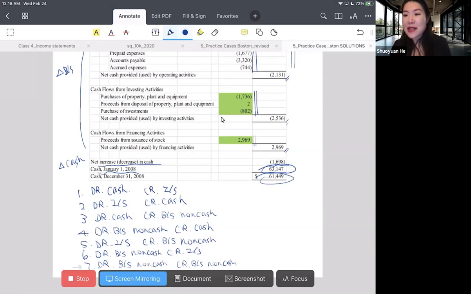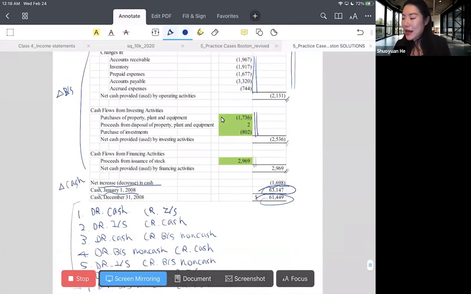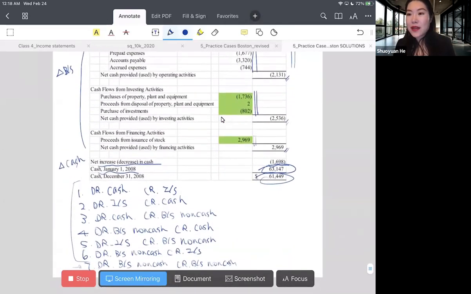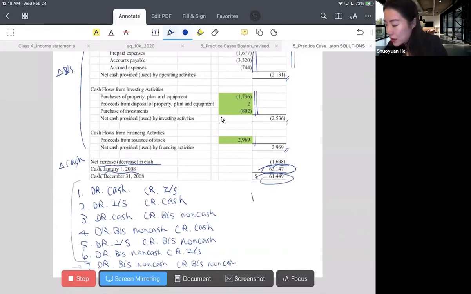If there's any such transaction, it needs to be separately disclosed in your 10K report. But let's just suppose here there's no transaction 7. So suppose we only have the previous 1 to 6, those kinds of transactions. And if you think about net income, what is net income made up of? Net income is actually made up of your transaction 1, transaction 2. So those 2 transactions involve income statement accounts, and then transaction 5 and transaction 6.